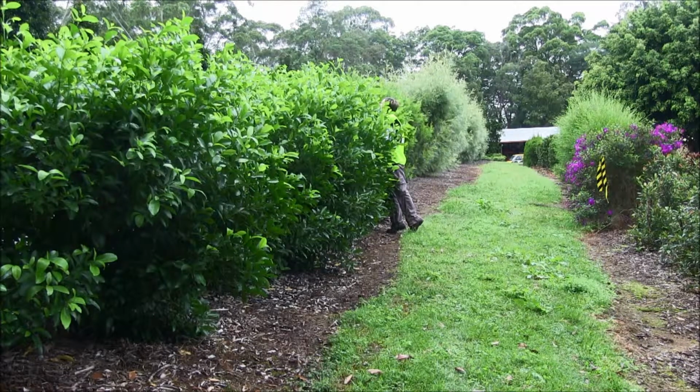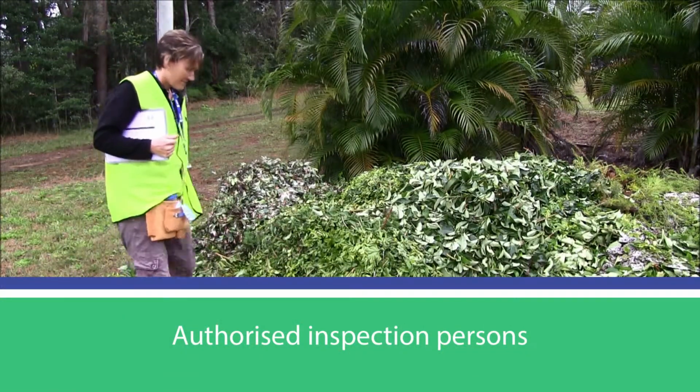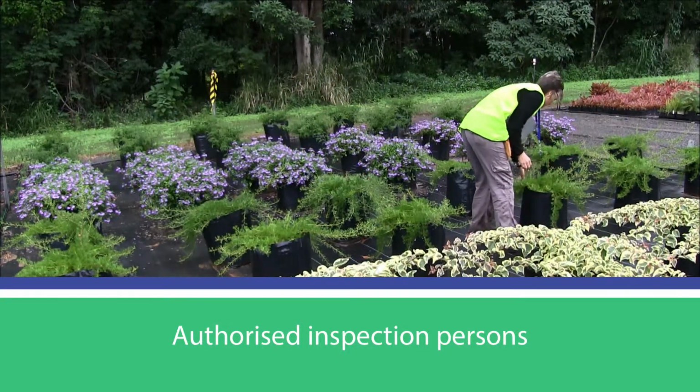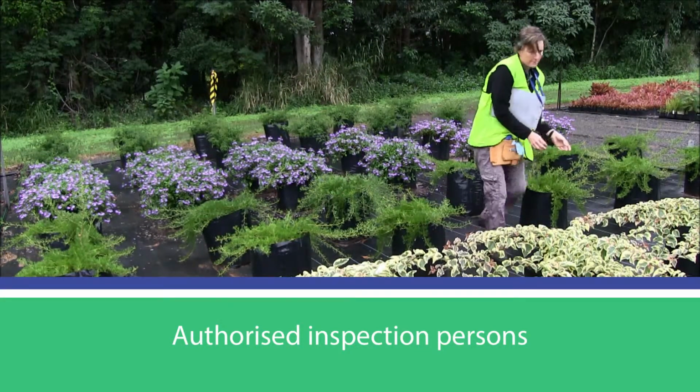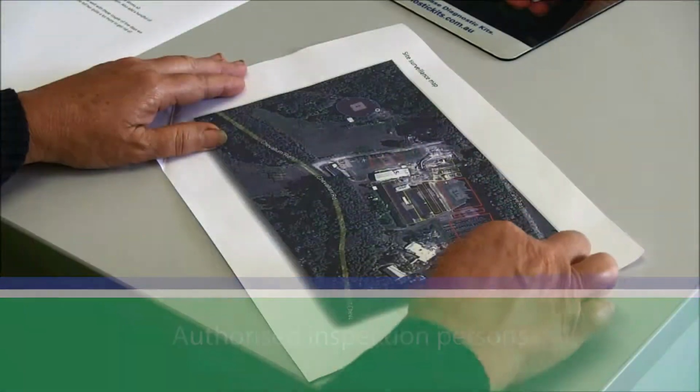Monitoring must be performed routinely and consistently by trained personnel known as authorised inspection persons. Authorised inspection persons can be owners, paid employees, or contractors with a knowledge of the plants being inspected, their associated pests and diseases, and site surveillance procedures.